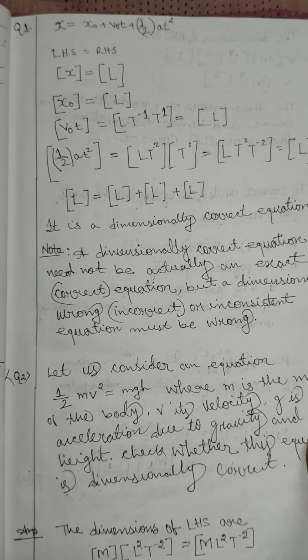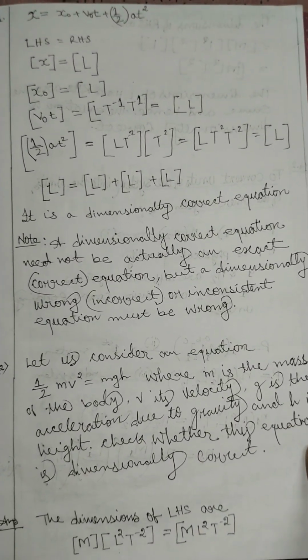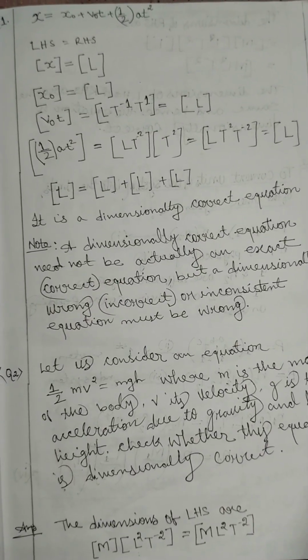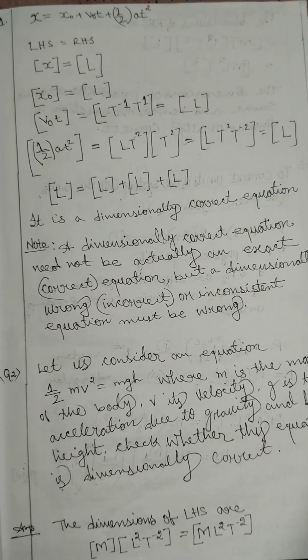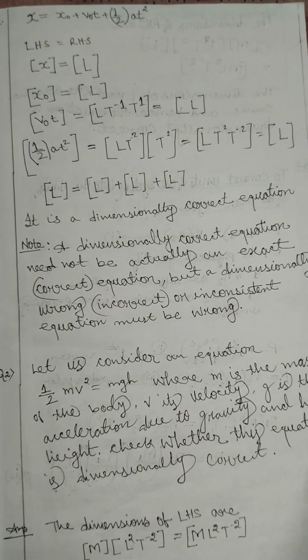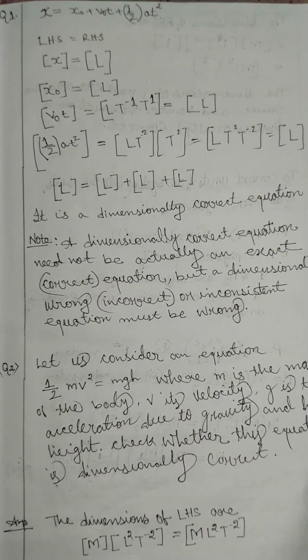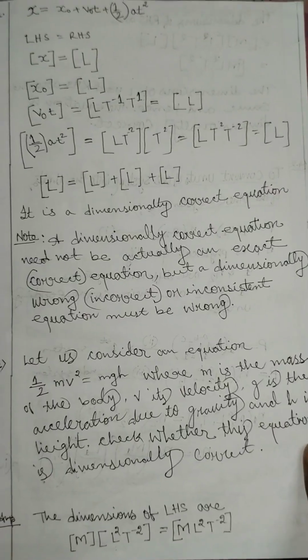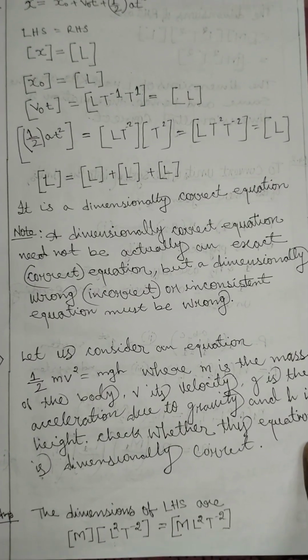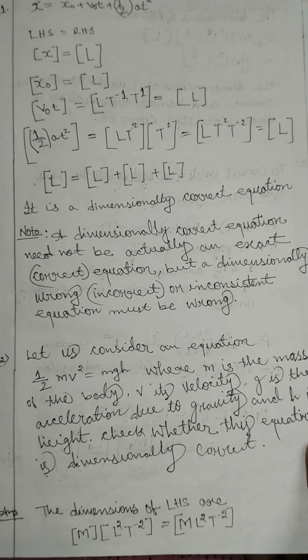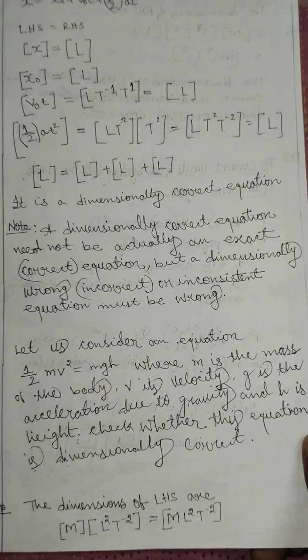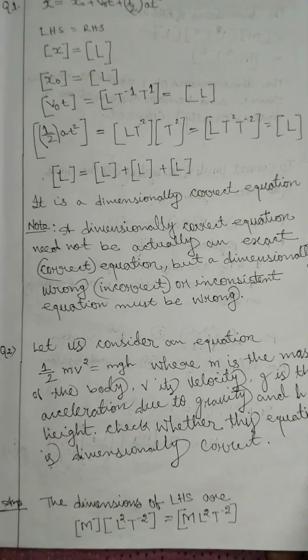Half a t squared: half is a mathematical constant, so neglecting it. Acceleration times time squared: acceleration is L T^-2 and time squared is T^2. So T^2 and T^-2 cancel each other, and it becomes L. So capital L, LHS equals L, RHS is also equal to L. So it is a dimensionally correct equation. Note, a dimensionally correct equation need not be an exactly correct equation, but a dimensionally wrong, incorrect or inconsistent equation must be wrong.